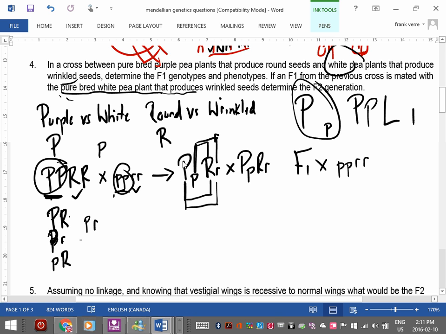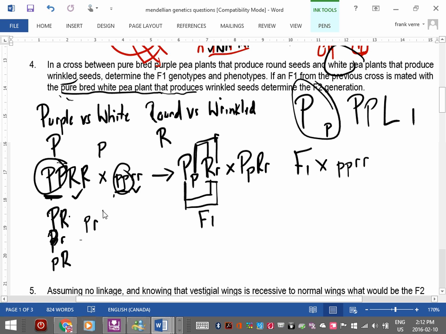The F1 is purple round. Right? Because what do you see, Kiara? This is the F1 right here. What letter do you see here? Big P stands for purple. And what letter do you see here? That stands for round. So the F1 is going to be purple and round. We're going to mate it with a purebred white that produces wrinkled. So we're going to mate the F1 with white, which is little p, and wrinkle, which is little r.